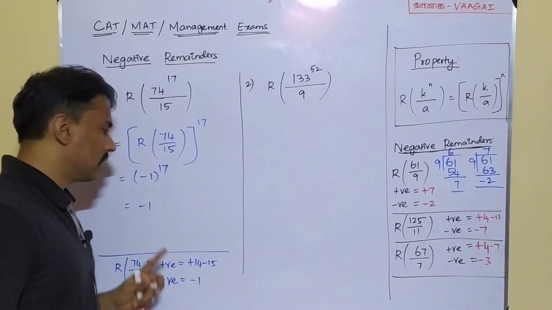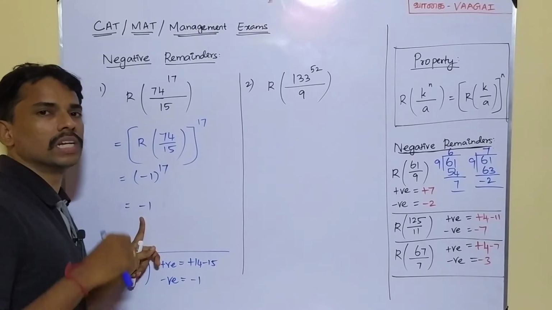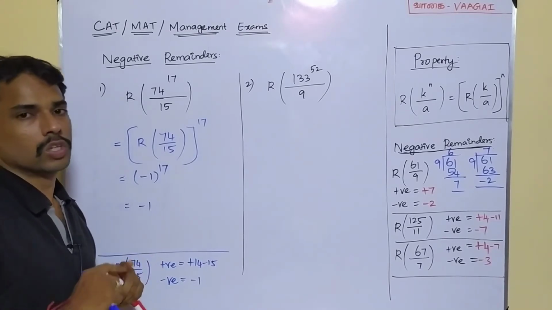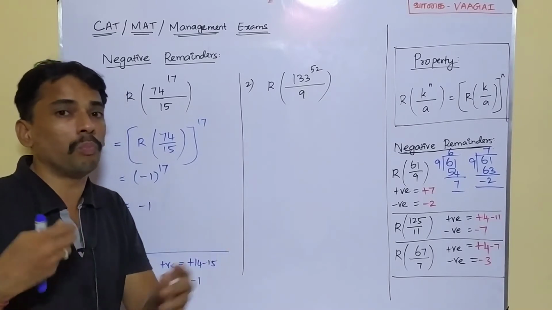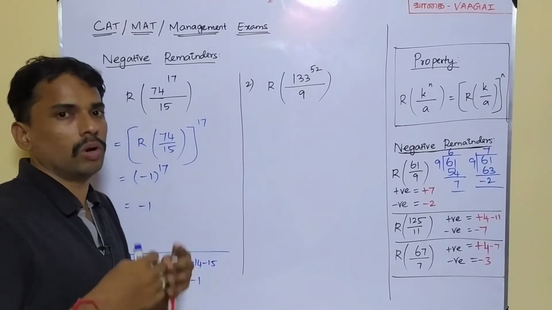But again, the answer you are getting is in terms of a negative remainder. So how should my answer be? My final answer should always be in terms of positive. Yes, that is what is logical, right?